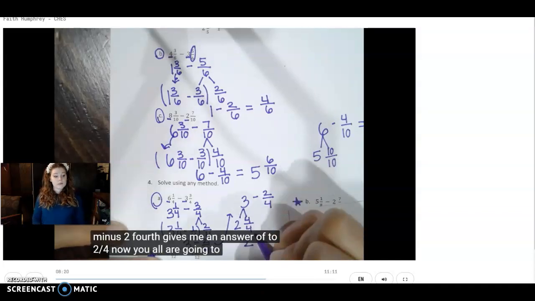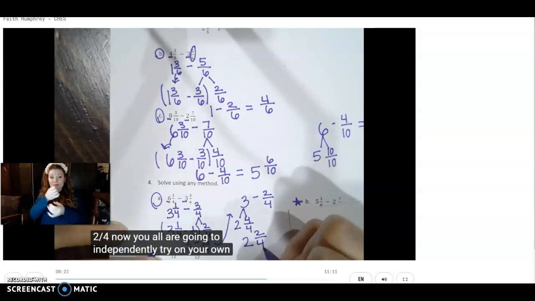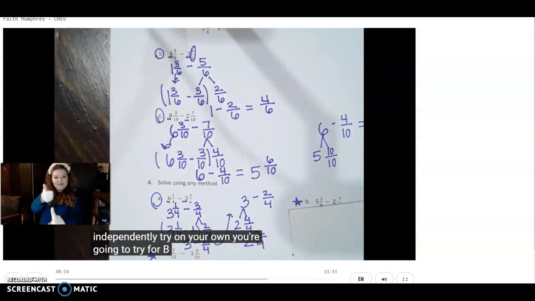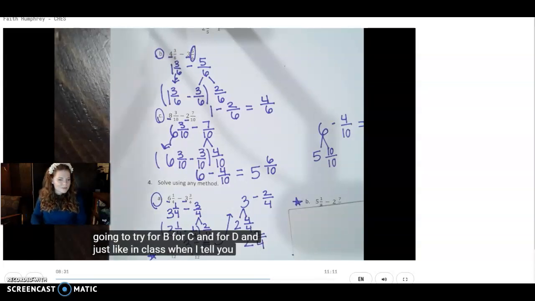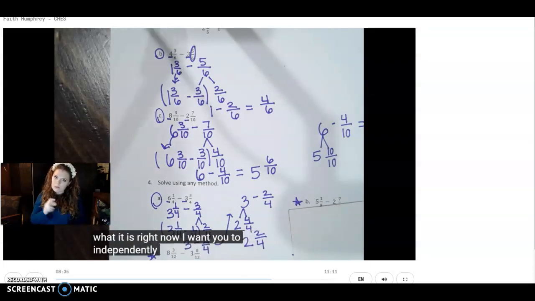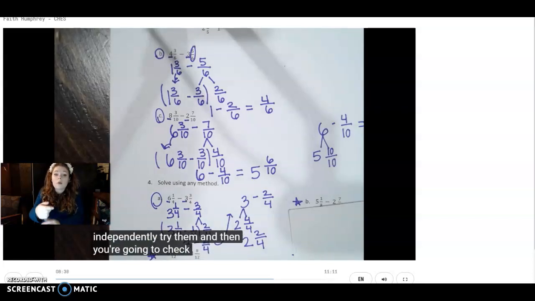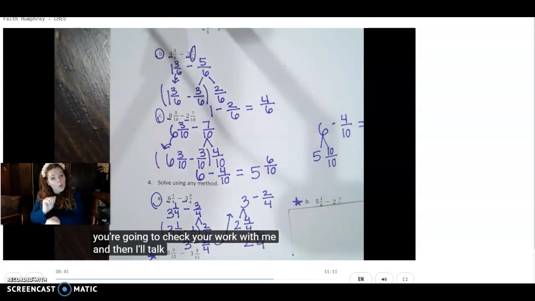Now you all are going to independently try on your own. You're going to try 4B, 4C, and 4D. And just like in class, when I tell you that it's the struggle is real time, that's what it is right now. I want you to independently try them, and then you're going to check your work with me, and then I'll talk you through.